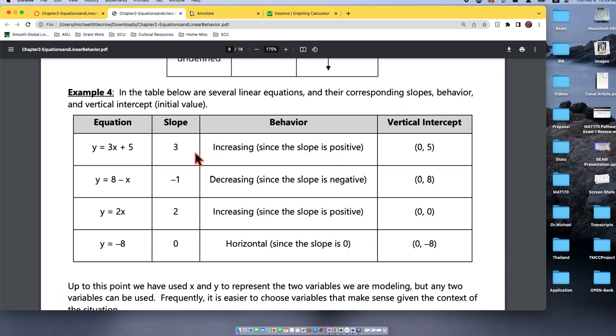So you'll see homework problems where they'll give you the equations. From the equation, where do we find the slope? If you're looking here, this 3, where do you see the 3 in the equation?